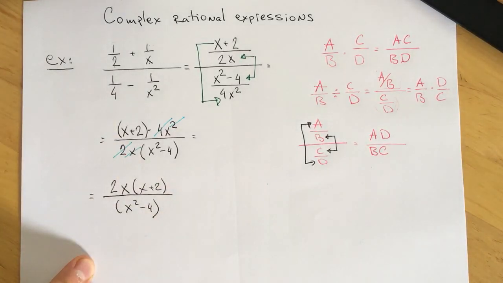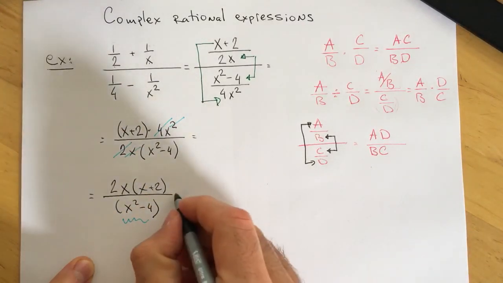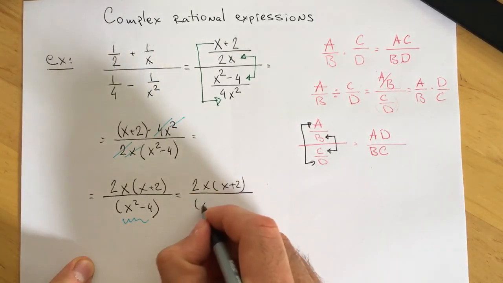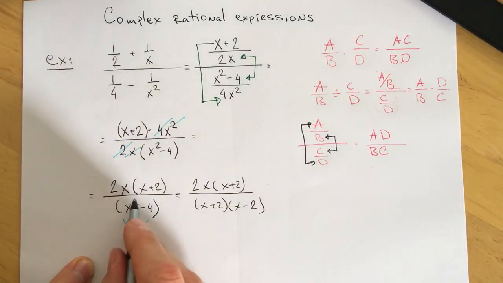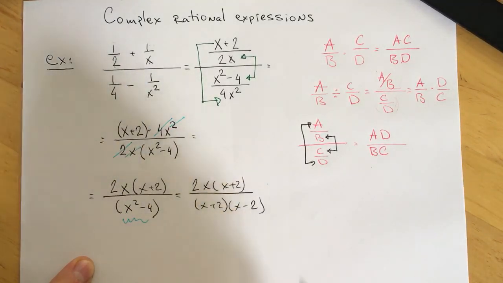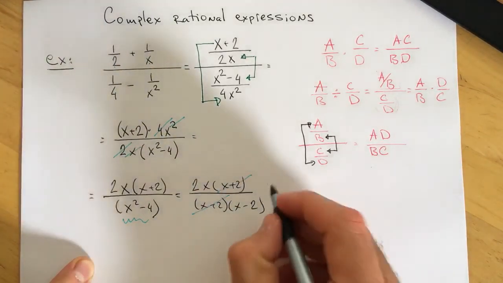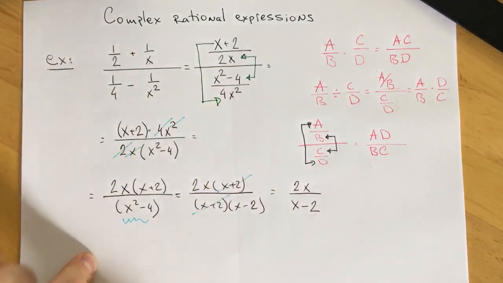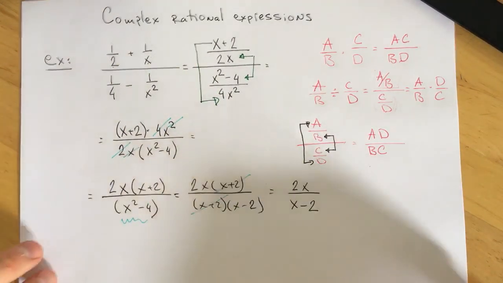Can I continue canceling? Well, yes, and that will happen only if you notice that this is a difference of squares, something that we already talked about. So 2x(x plus 2) over (x plus 2)(x minus 2). Difference of squares: a squared minus b squared is (a plus b) times (a minus b). Then you can cancel this common factor, and the final answer is 2x over x minus 2. So this is the first example. We'll do a few more examples here.